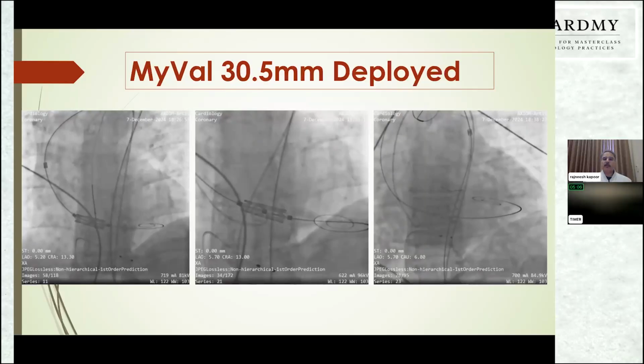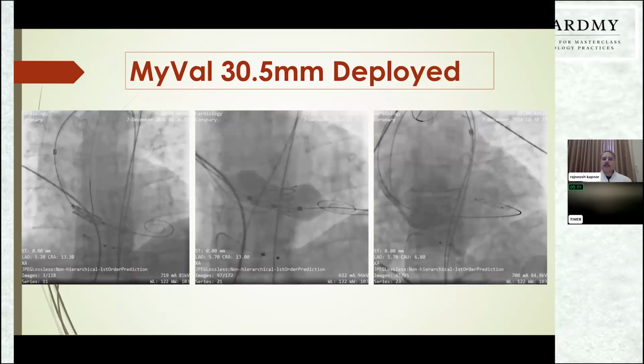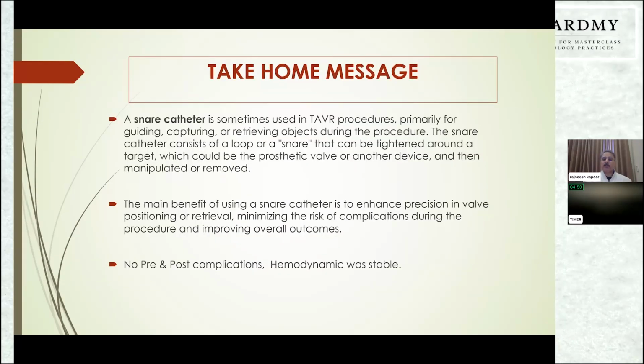So valve dilatation, and look at the final video. It's a 30.5 Myval deployed, very calcified bicuspid anatomy, settled very nicely. So the snare is a beautiful adjunct, beautiful help and beautiful support in such cases where it's a calcified bicuspid valve and angulation is more, and especially if ascending aorta dilatation is there. So always preempt to pass everything through the snare. You can have a snare through the radial artery while all the hardware is coming from the femoral, but right from the beginning. You cannot plan it later. It has to be with the first step.